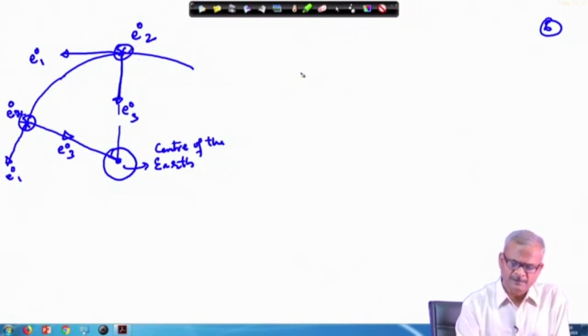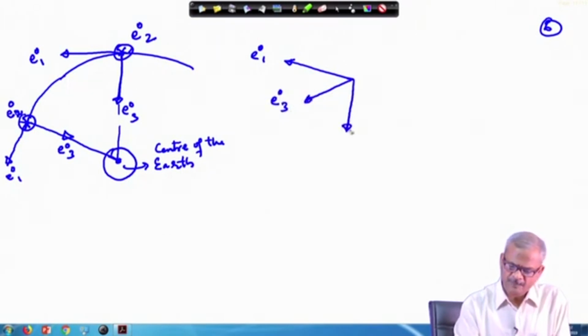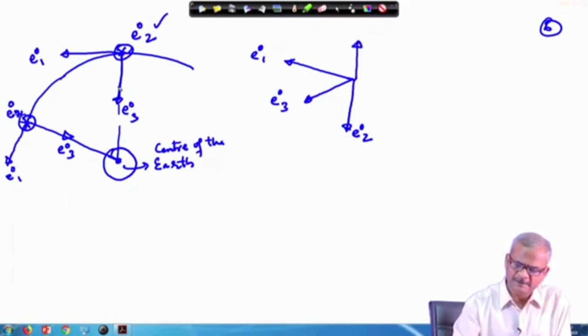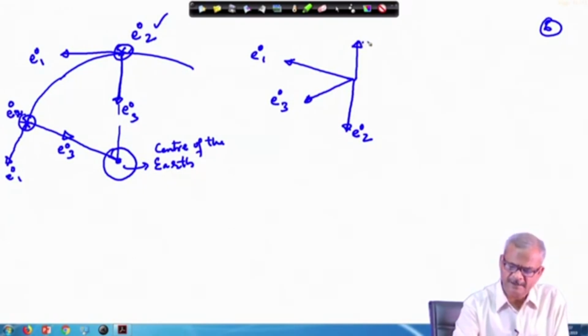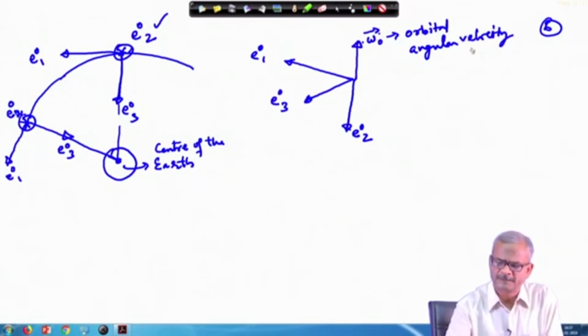Okay. So, as we can see from this place, this is your EO1 and this is the EO3 direction, and this direction, vertically down, is the EO2 direction, which is shown here. Your angular velocity is coming out of the page, which means the angular velocity of this orbital reference frame is along this direction, and we can write it as, let us say, omega 0. This is the orbital angular velocity, and if we put an arrow over it, it becomes a vector.